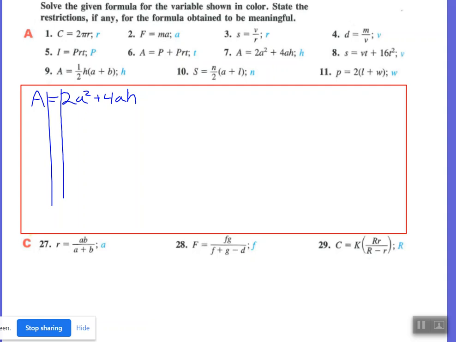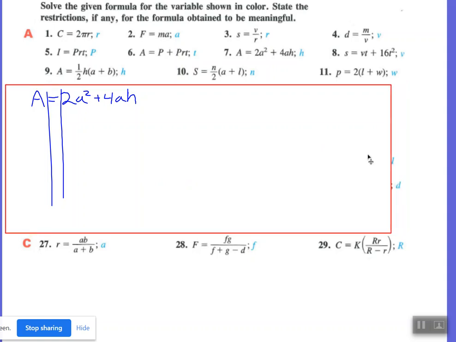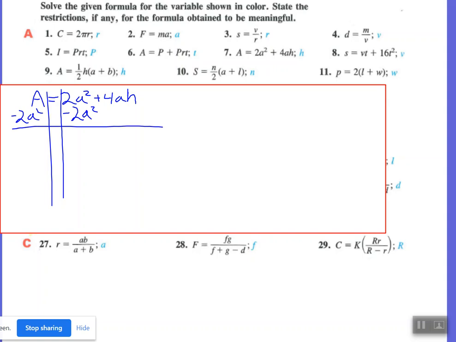So what is my first step? What is the first thing I would need to do in order to get the h by itself? Are there any volunteers? Mia? Yeah. So I would subtract 2a squared. Okay. And so we get big A minus 2 small a squared is equal to 4ah.